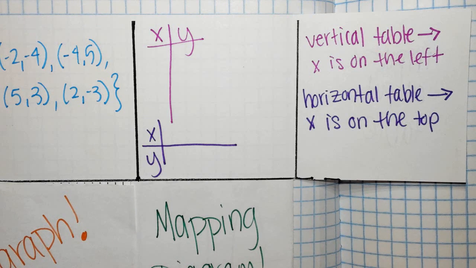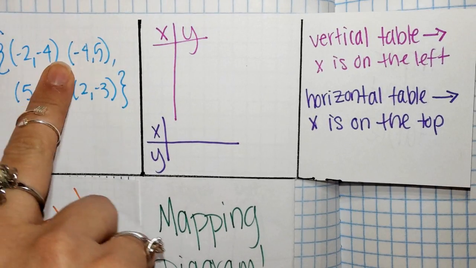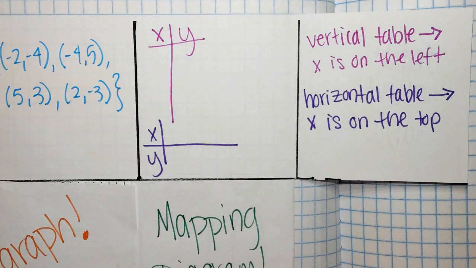What's the number for you? Then we go into medium, and then I want you to take this set and turn it into a table.